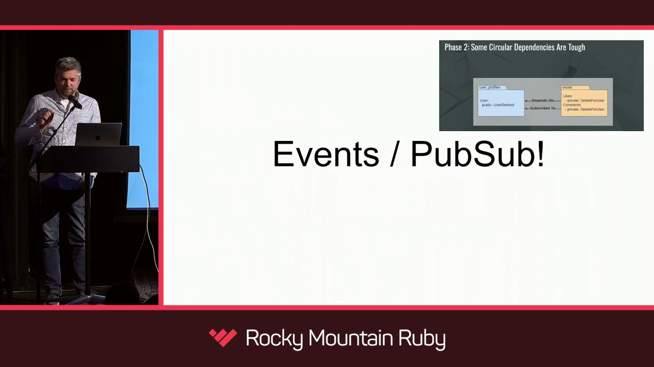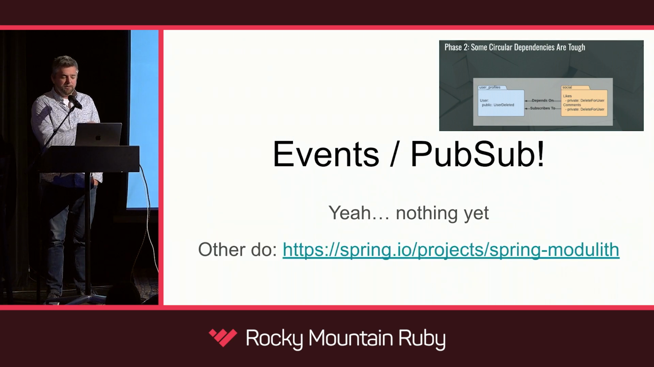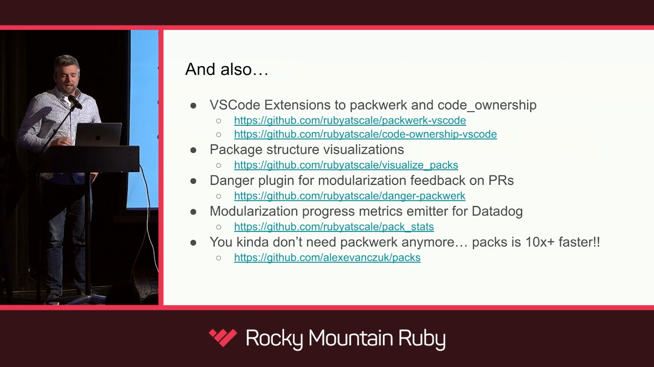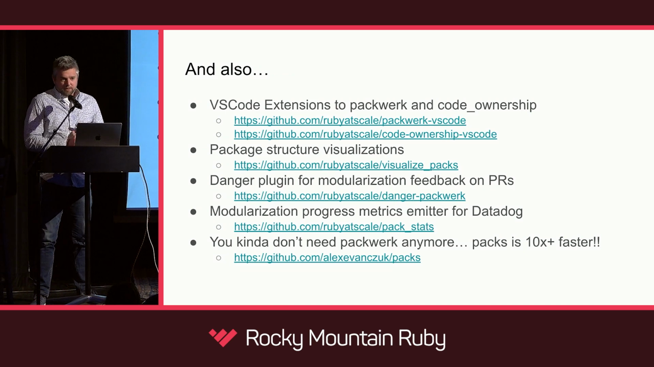Events pops up, very important topic. Yeah, we got nothing yet, really. Might be an interesting thing to contribute to. Other communities have something. This one is Java, but we don't have anything yet. And there's also VS Code extensions for Packwork and for this ownership stuff. There's visualization tools so you can present the structure of your packages. A danger plugin if you want to give feedback on PRs. A metrics emitter for Datadog. You kind of actually don't need Packwork anymore. There's like a Pax built in Rust that's 10 times faster.